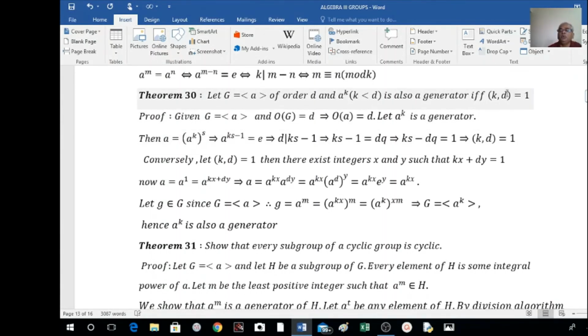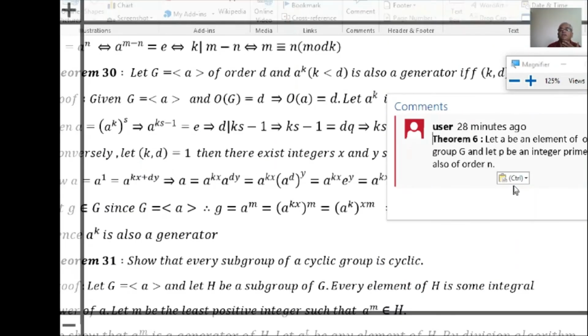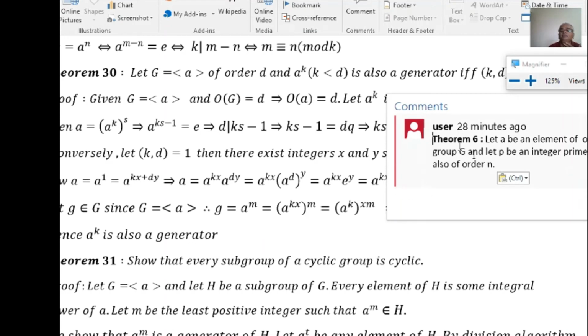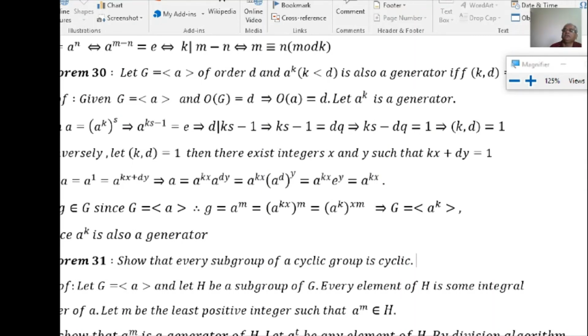And I think we have proved one result already. Let a be an element of order n of group G and let p be an integer prime to n, then a raised to p is also of order n. So if a is an element of order n and p is prime to n, a raised to p is also of the same order. If the order of a equals n, then the order of a raised to p is also equal to n. That is the meaning.